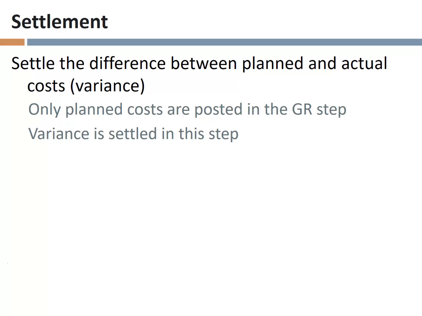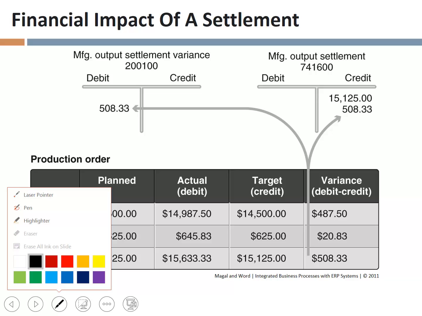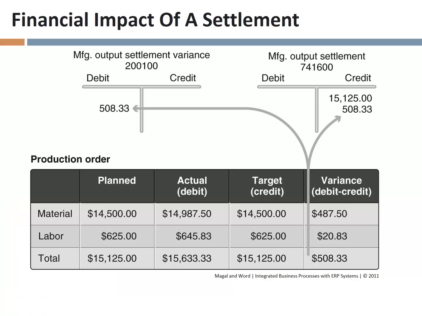We don't want to just overvalue the materials and lose the fact that our production people weren't as efficient as we had hoped. So what we're actually going to do here now is take the variance, the difference between planned and actual, and post to two different accounts here: manufacturing output settlement variance and manufacturing output settlement. So we debit manufacturing output settlement variance and we credit manufacturing output settlement.